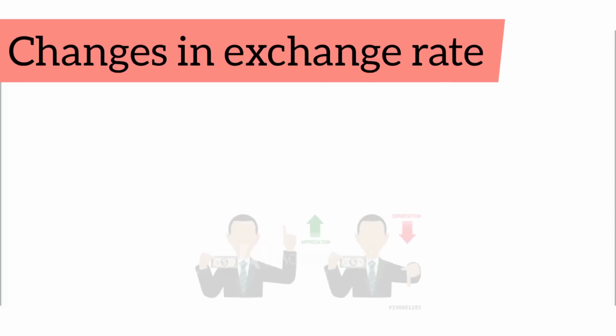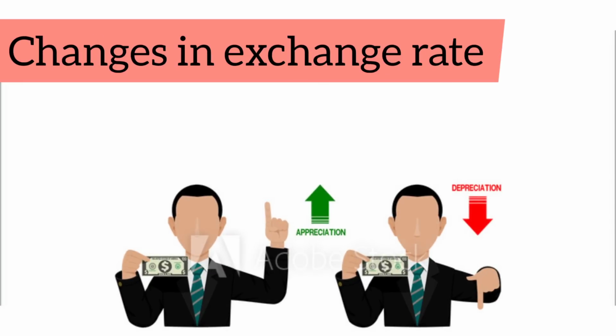Okay, next is changes in exchange rate. Here there are two kinds of changes that happen in exchange rate: either home currency depreciation or home currency appreciation. We usually see this in the view of the floating exchange rate system only. When we talk about depreciation, your local currency value decreases. That means before, to get $1, you used to give 60 rupees. But today, to purchase $1, you have to give 70 rupees. That means you have to spend more to get $1. In such a case, this will be known as home currency depreciation.